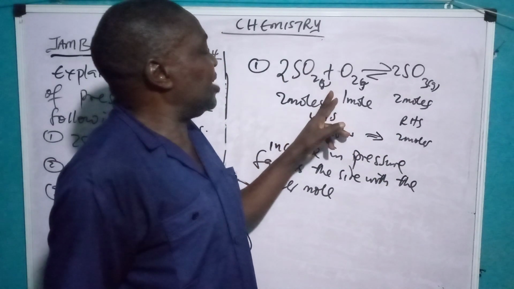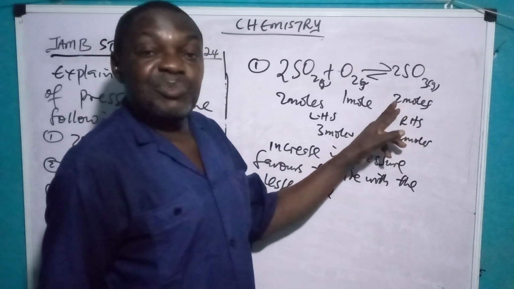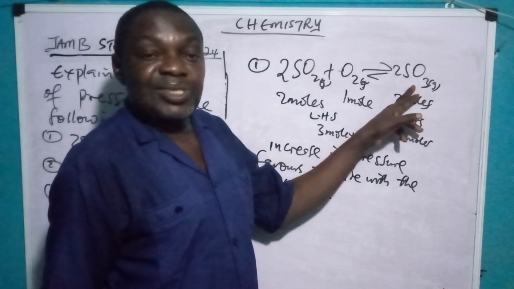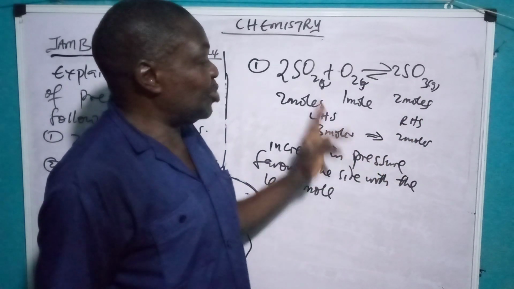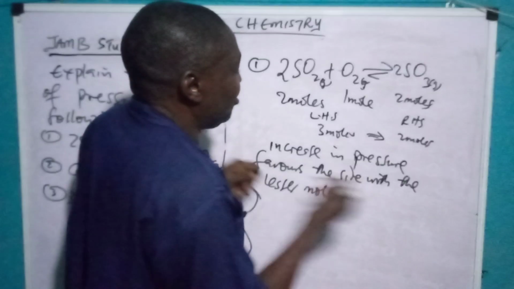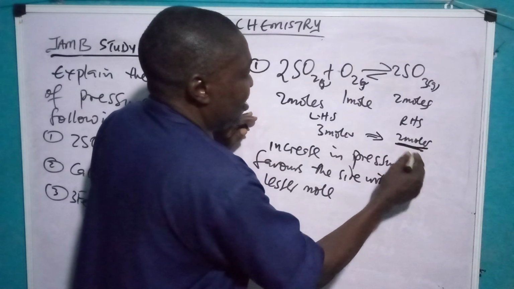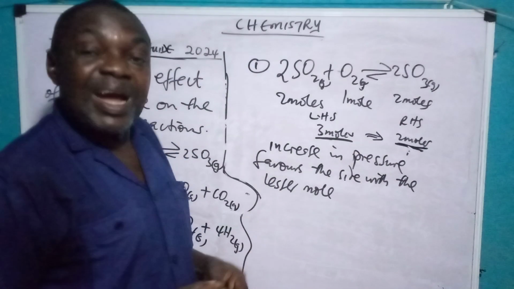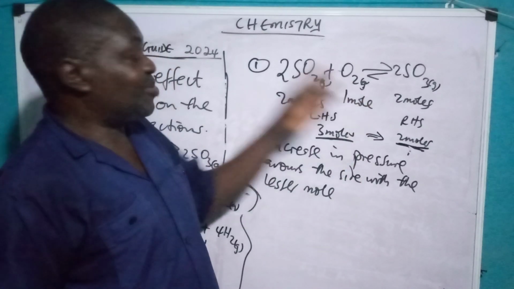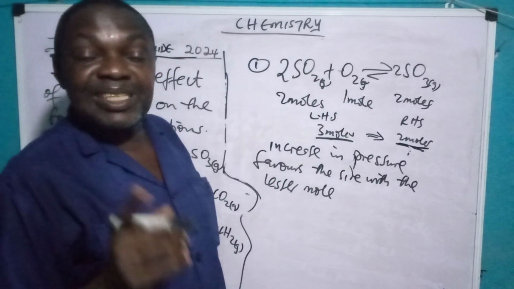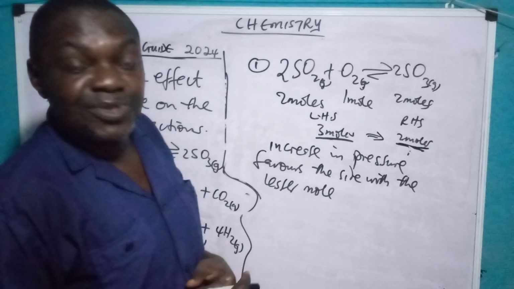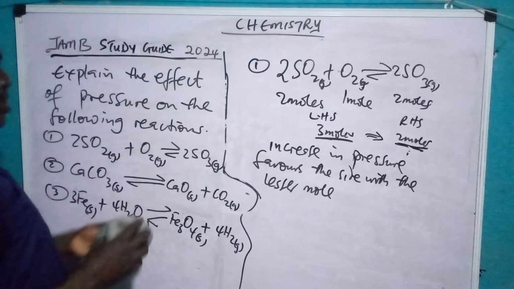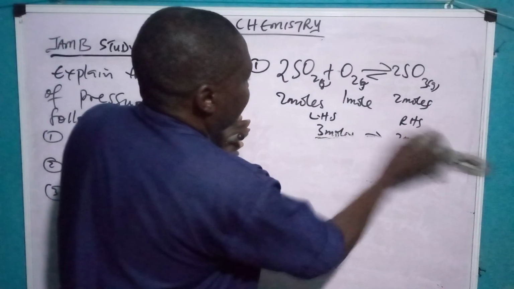So if you increase the pressure here, it will favor the forward reaction. Increase in pressure favors the forward reaction. More sulfur VI oxide, SO3, will be formed so long as you increase the pressure, because it's the side that has the lesser moles. Look at it, 2 moles on the right hand side, it's already written, 3 moles on the left hand side. Decrease in pressure favors the backward reaction. Remember, any side that is favored is what the equilibrium will shift to. That is that on pressure, on the first one. So let's have a look at the second one.